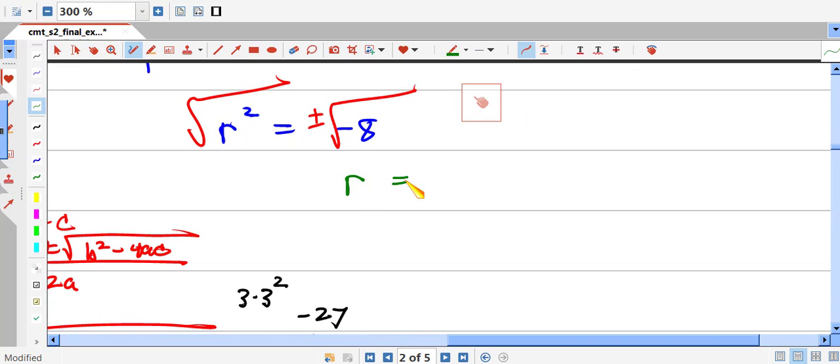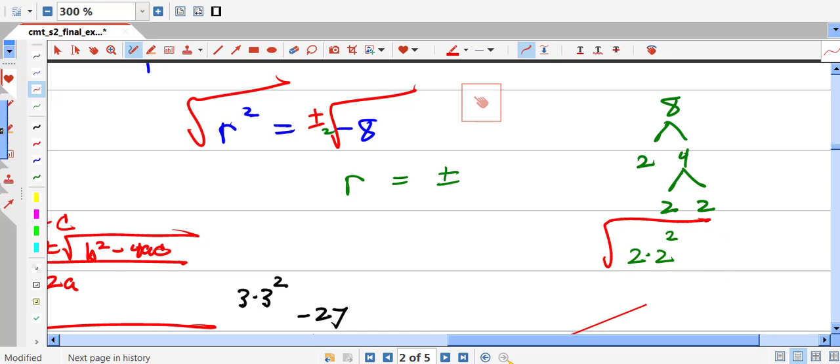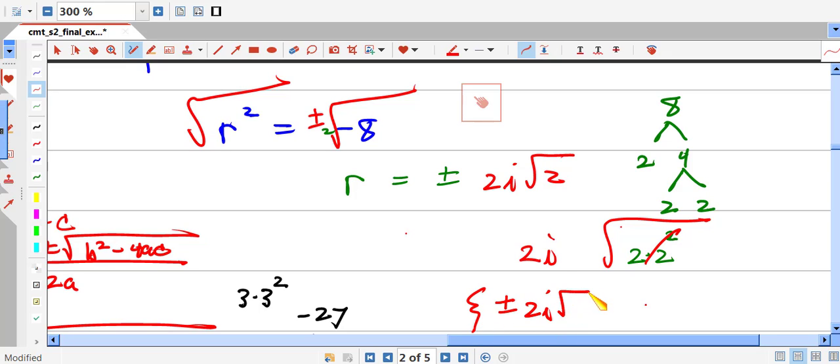So that gives me r equals plus or minus, now 8 is 2 and 4, and that's 2 and 2. And I'm talking square root, so I'm going to write 8 as 2 times 2 squared. Okay, so when I do the square root of negative 8, I'm going to have an i out there, and I have a 2 out there, so I'm going to get 2i root 2. So that means my solution set is going to be plus or minus 2i root 2.